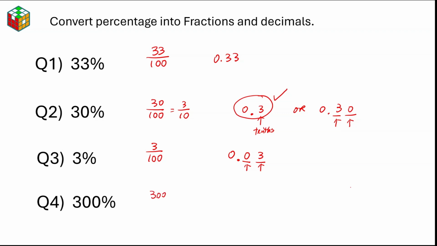300% means 300 out of 100. That means it's 3 as a fraction. Then for my decimal, it's also 3 because it's 3.0.